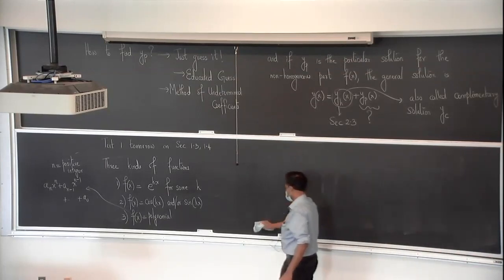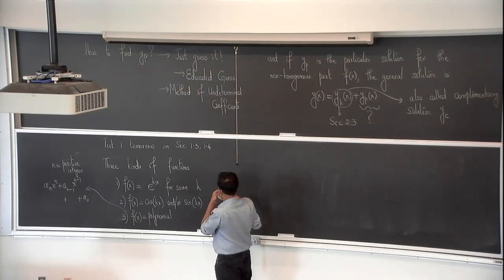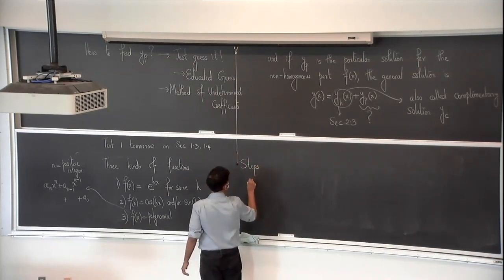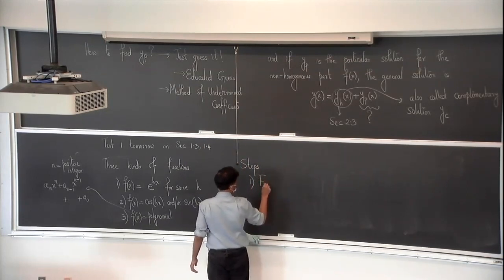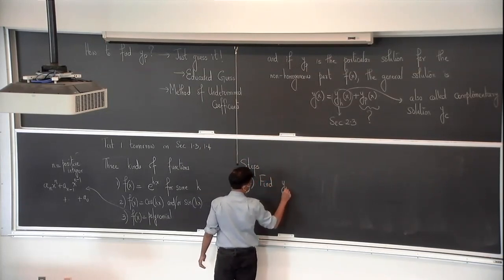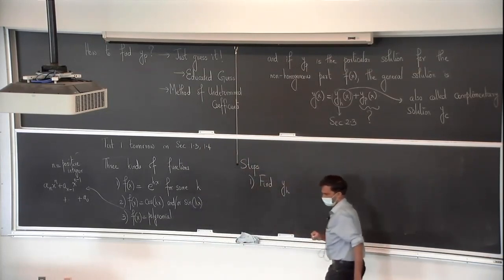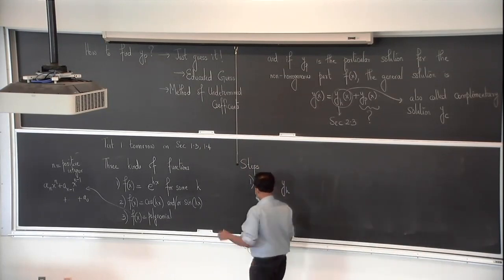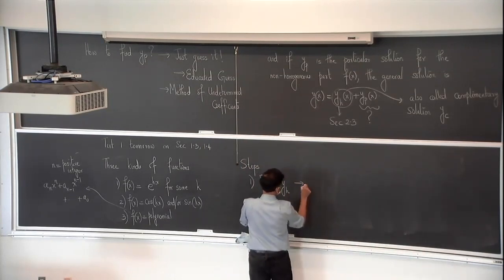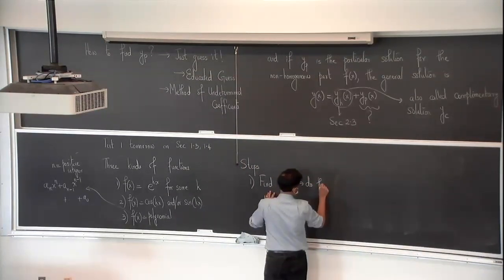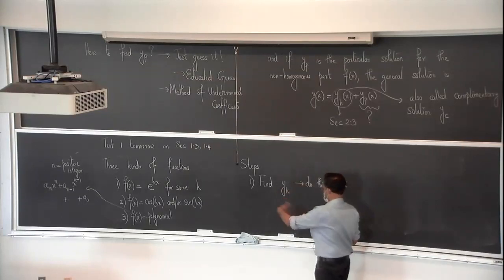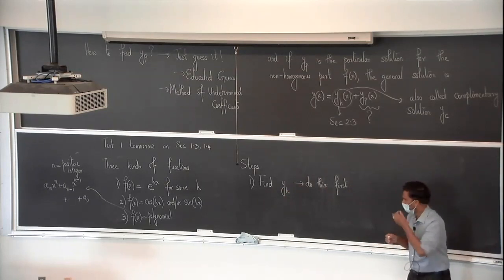So the process of solving a non-homogeneous equation is as follows. First step is always to find the homogeneous solution, YH. That's something you've done over the last couple of days, from section 2.3. So find YH always, because this should be done first. Don't postpone this for the last step. You will see why.